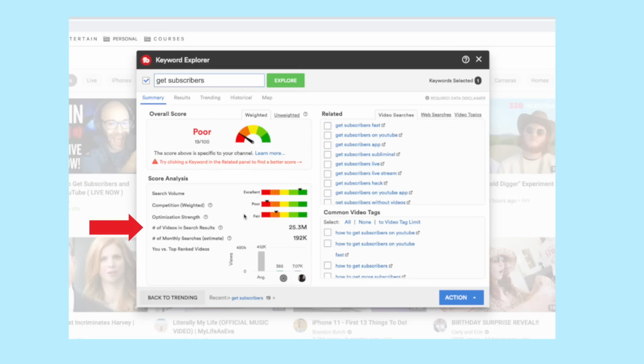Then under that, you have the number of videos in search results. So this is telling me that for the keyword of get subscribers, there are over 25 million videos already ranking for this keyword. Then under that is the number of monthly searches as an estimate. So on average, about 192,000 people are currently searching for this keyword every month.